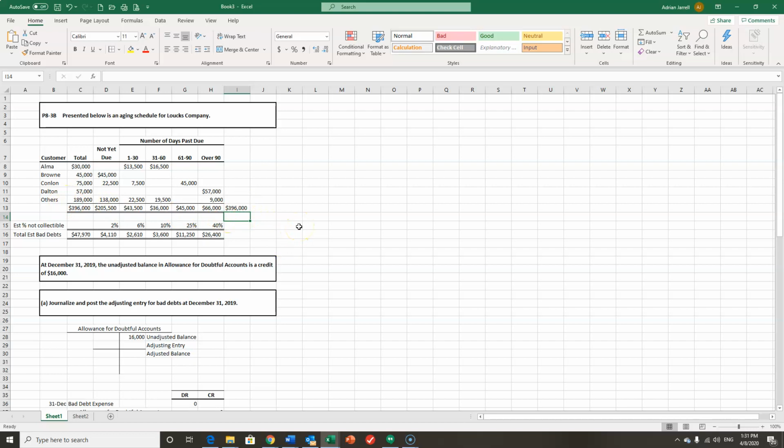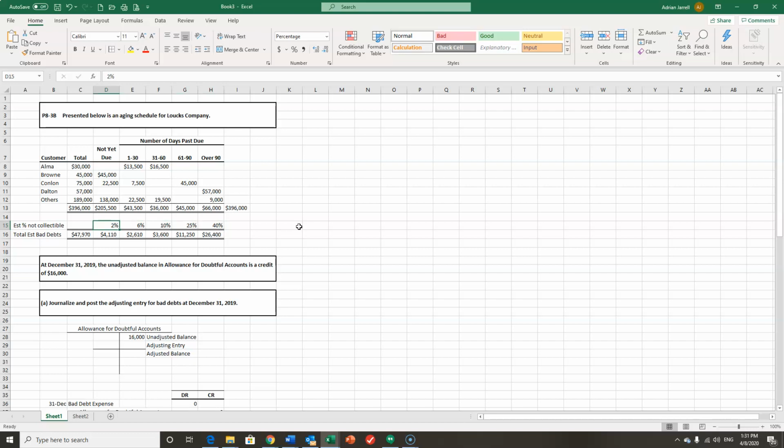And what the company has done is they've estimated that they will not collect 2% of the current receivables. Of the receivables that are 1 to 30 days past due, 6% will probably not be collected. Then 10% for up to 60 days past due, 25% of receivables 61 to 90 days past due, and then past 90, 40% of those are not collectible.